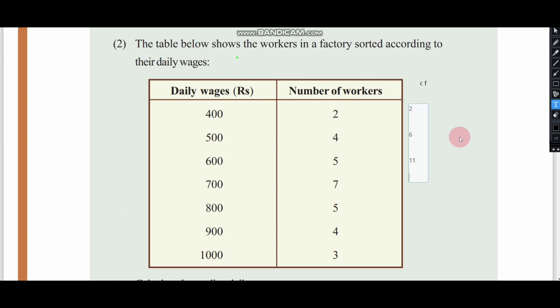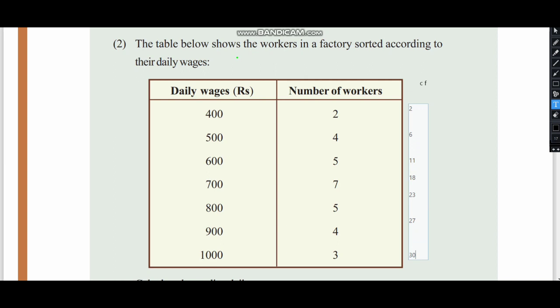Then 700 workers: 11 plus 7 is equal to 18. Then 5 more, 18 plus 5 is equal to 23. Then 23 plus 4 is equal to 27. Then 27 plus 3 is equal to 30. Okay, so here we have a total of 30 workers.